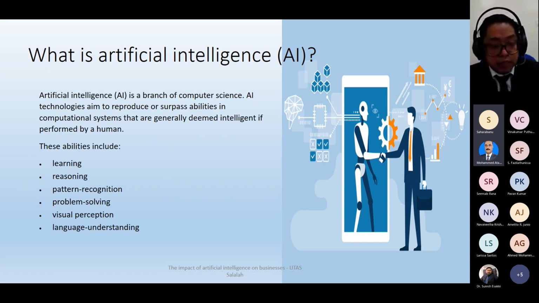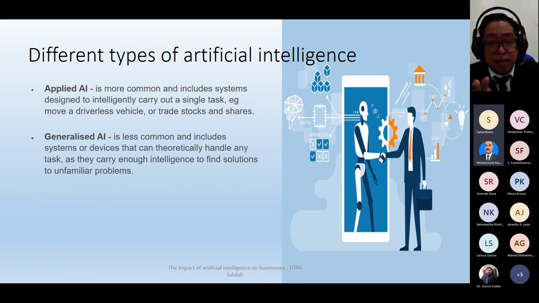So let's first define what is AI. Basically, it is a branch of computer science, and AI technology aims to reproduce or surpass abilities in computational systems that are generally deemed intelligent if performed by a human. These abilities might include learning, reasoning, pattern recognition, problem solving, visual perception, and language understanding. There are different branches of AI, and these two main types of artificial intelligence have been there for quite some time.